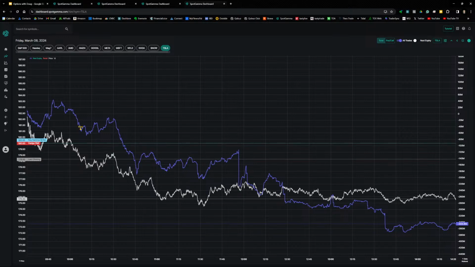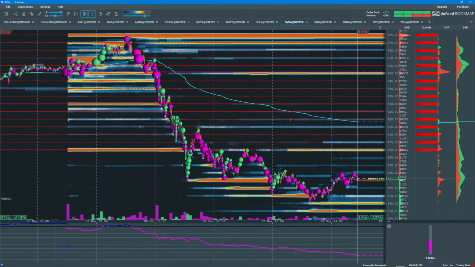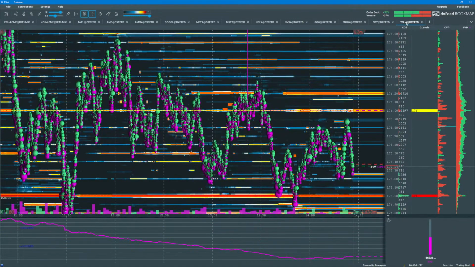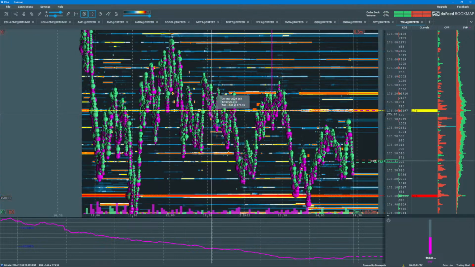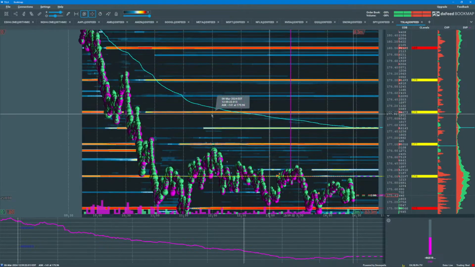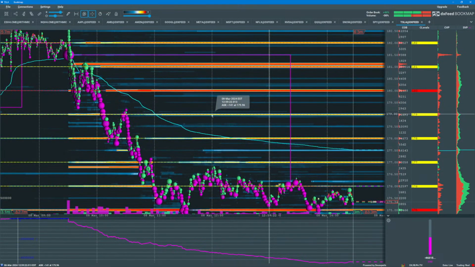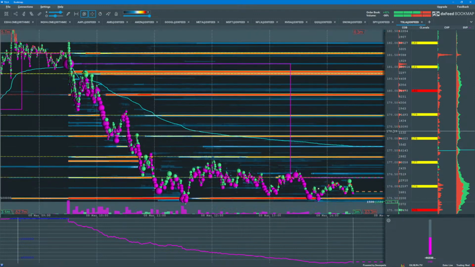We can take a look at Tesla in Bookmap. I do have that in Bookmap. Let's go to Tesla. Note the high liquidity at 175.